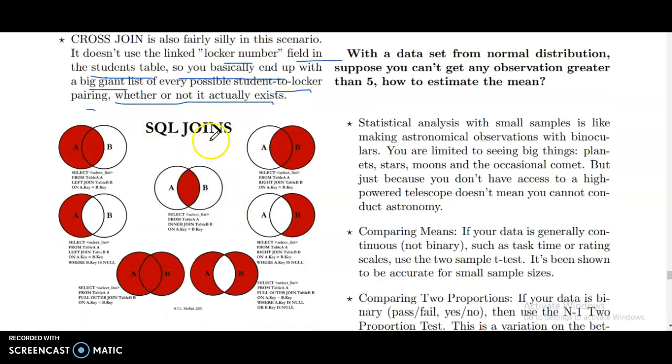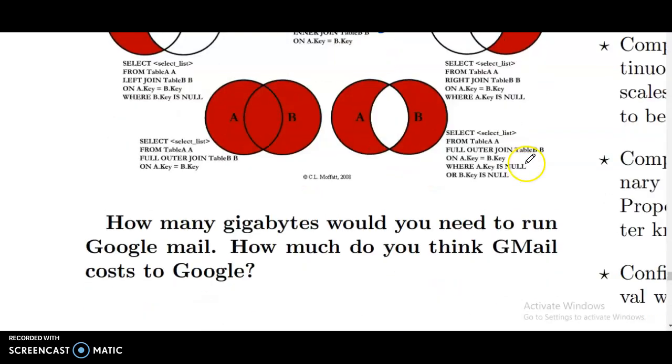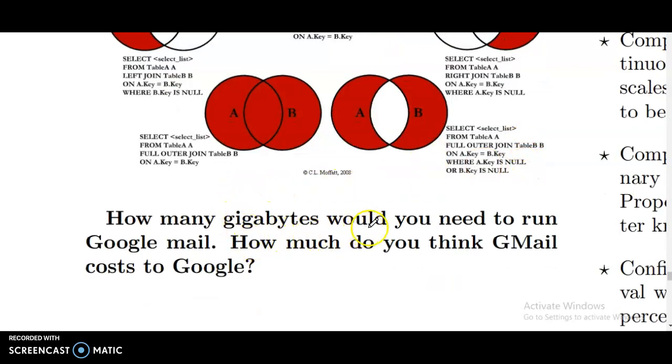SQL joins. Select list from table A, left join table B on a key. Okay, understand? Here: select list from table A, inner join table B.